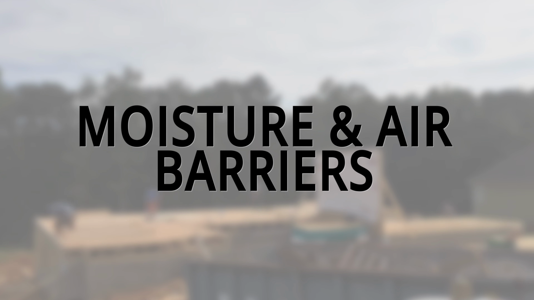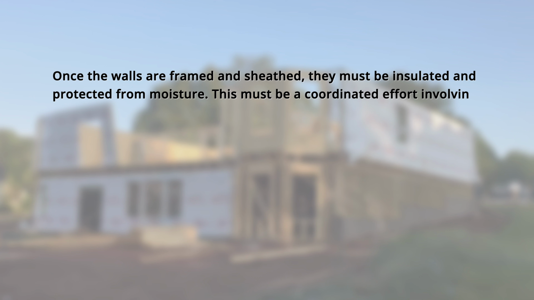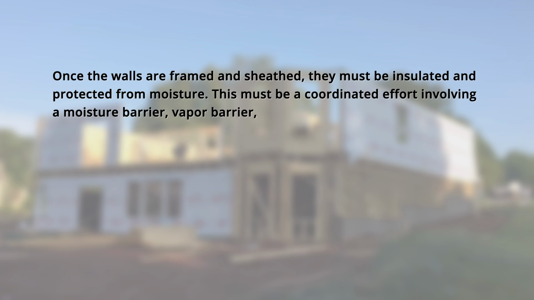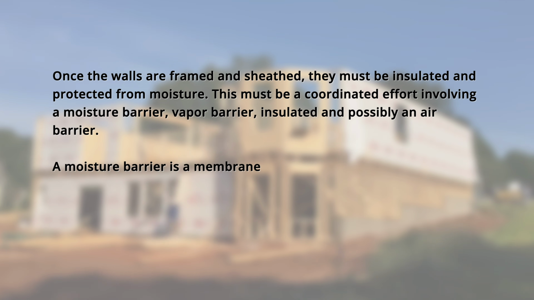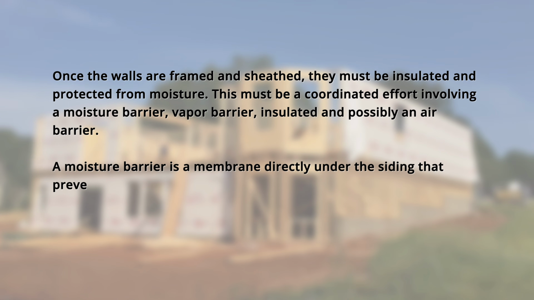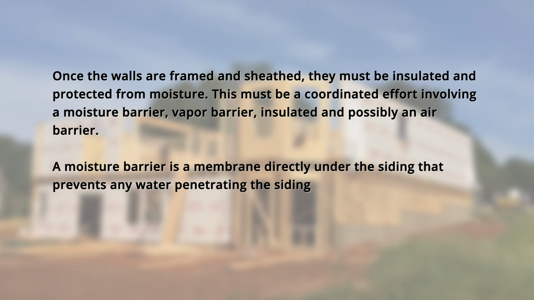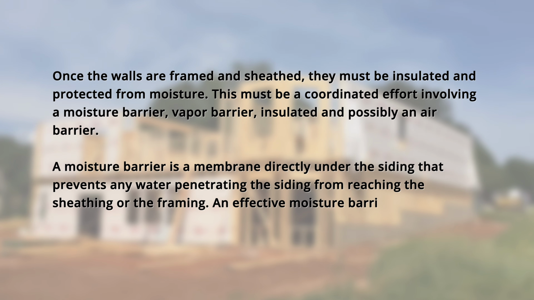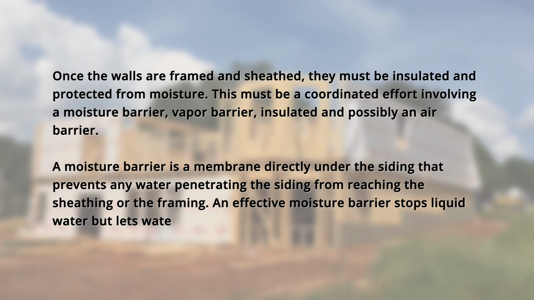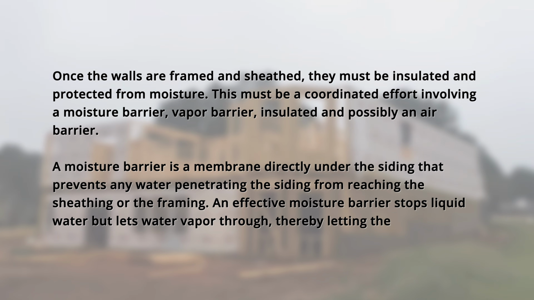Moisture and air barriers. Once the walls are framed and sheathed, they must be insulated and protected from moisture. This must be a coordinated effort involving a moisture barrier, vapor barrier, insulation, and possibly an air barrier. A moisture barrier is a membrane directly under the siding that prevents any water penetrating the siding from reaching the sheathing or the framing. An effective moisture barrier stops liquid water but lets water vapor through, thereby letting the wall breathe.